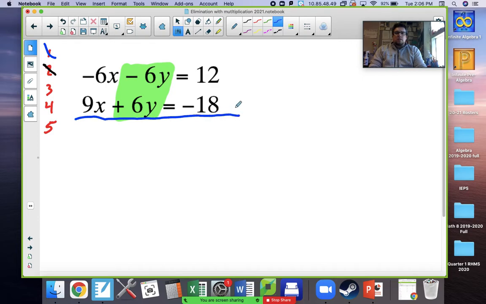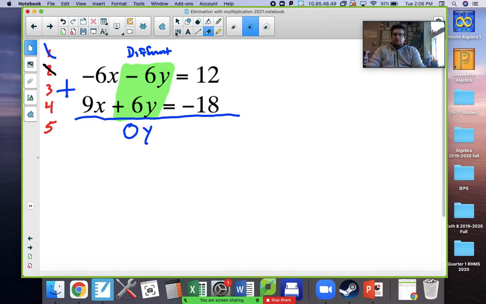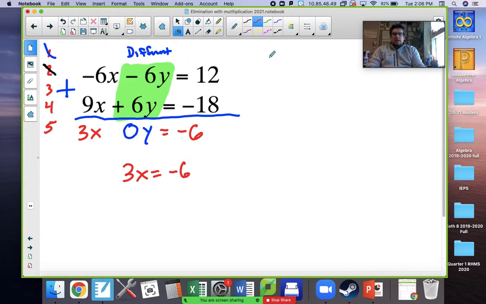So step 3, we're going to either add or subtract these two equations together because we need this to become 0y. Because they're different, we're going to put a big plus sign right here. -6 plus 6 gives us 0. We're going to do the same thing for the rest of the problem. So -6 plus 9 is 3x. 12 plus -18 gives us -6. So what we have left over is 3x equals -6.